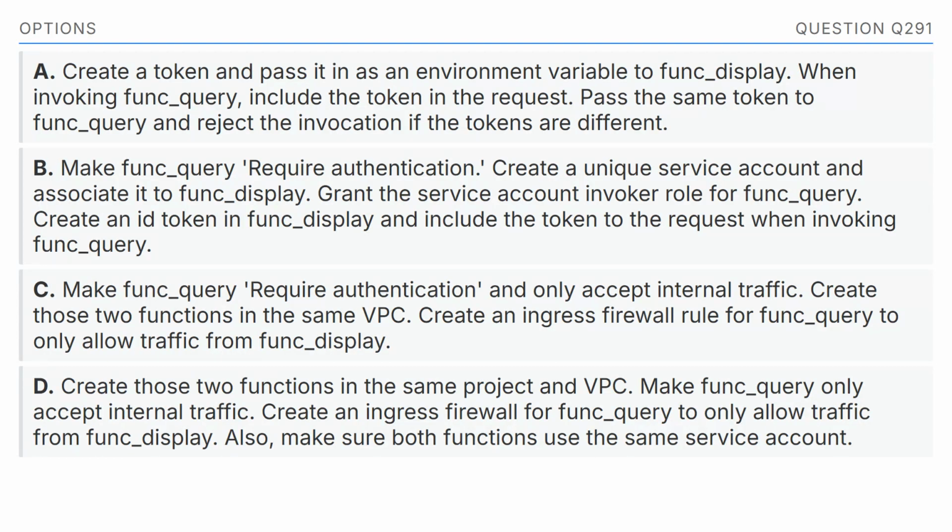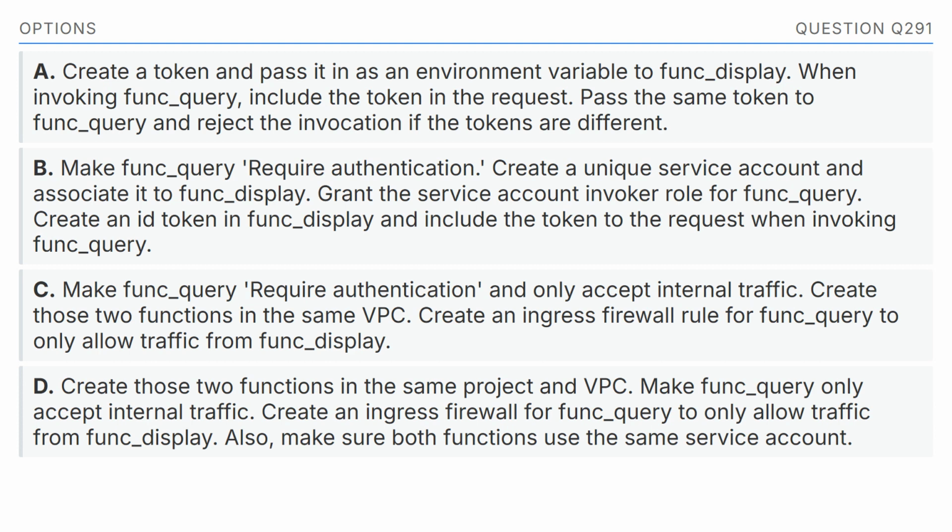The options are: Option A, create a token and pass it in as an environment variable to func_display. When invoking func_query, include the token in the request. Pass the same token to func_query and reject the invocation if the tokens are different. Option B, make func_query require authentication. Create a unique service account and associate it to func_display. Grant the service account invoker role for func_query. Create an ID token in func_display and include the token to the request when invoking func_query.